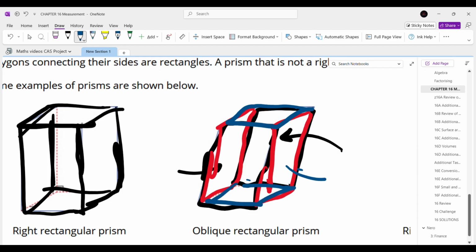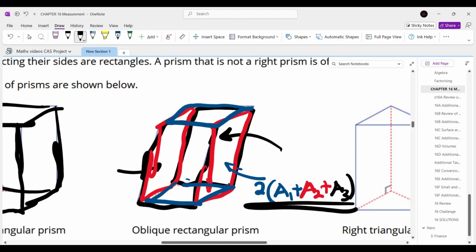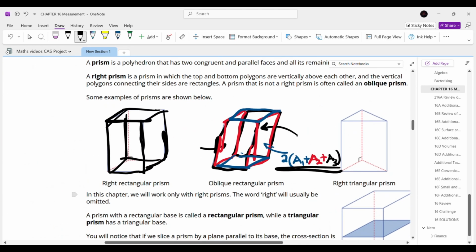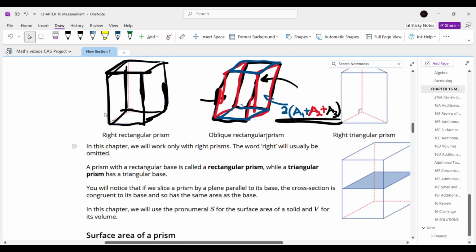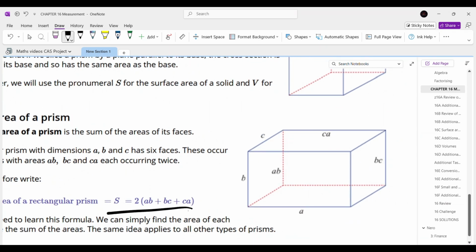So what we can do is we can actually just do 2 multiplied by the area of each of these sides, so area 1 plus, I'll do a different color for the different side, area 2 plus area 3, and multiply it all by 2 to get a very simplified formula in order to calculate these surface areas. So as you can see here, this is just another form of expressing what I just said.